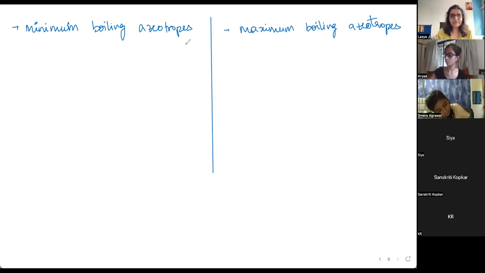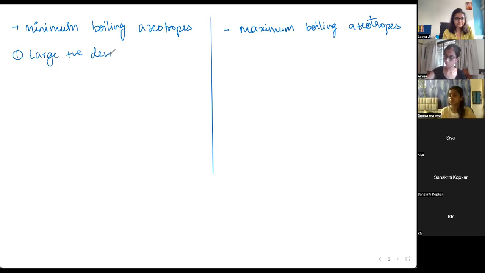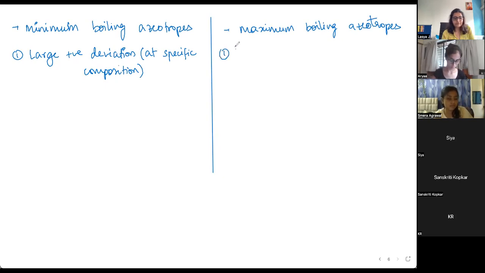So you observe minimum boiling azeotropes when you have a large positive deviation at a specific composition. And maximum boiling you observe when there's a large negative deviation, again at a specific composition.